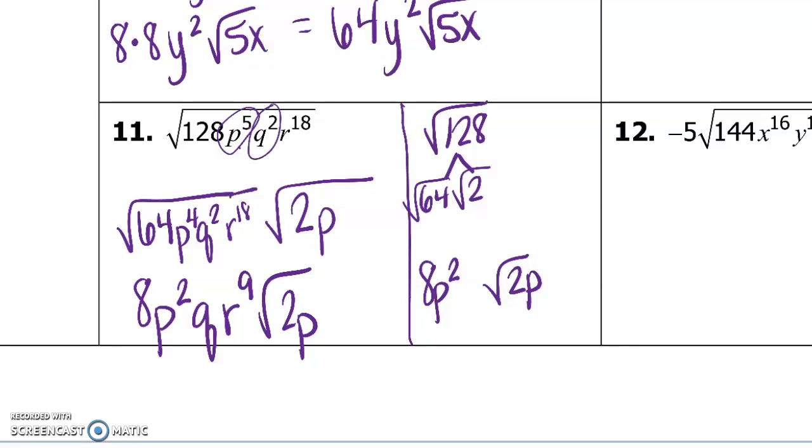How many times does 2 go into 2? Once. So that's where my q comes in. How many times does 2 go into 18? 9. So r to the 9 with none left over. So if you feel more comfortable just asking yourself that way, that's how you could skip the whole formal part.